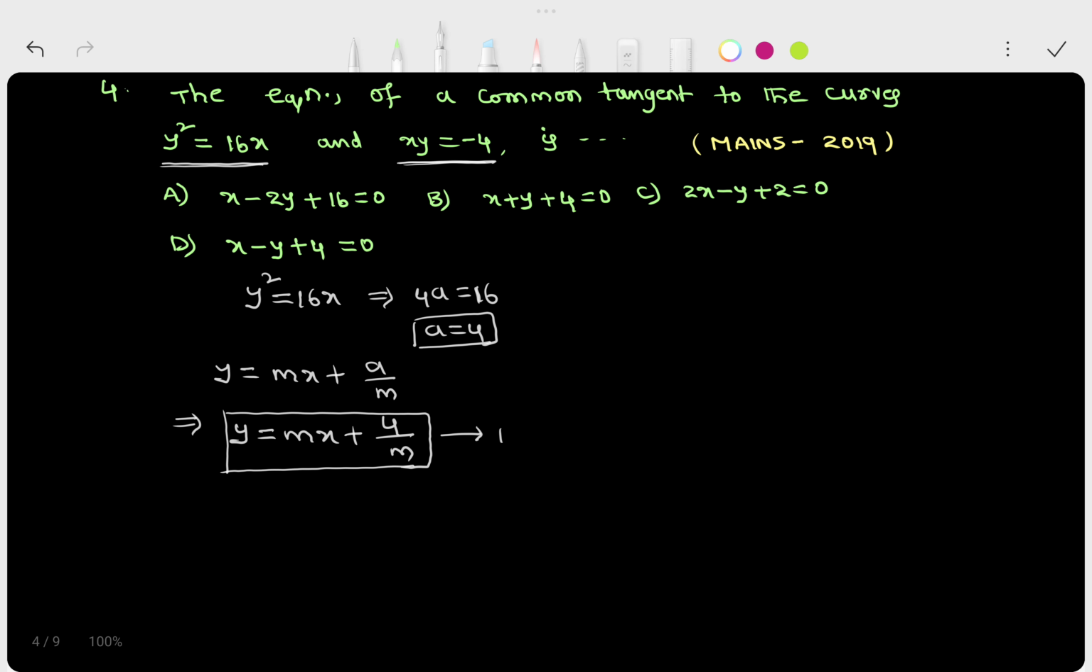So this is nothing but equation 1. And what is the second equation? x into y is equal to minus 4. Now the same equation y is equal to mx plus 4 by m is the tangent to that one. So solving both equations, equation 1 and x into y is equal to minus 4, from this one we can write that y is equal to minus 4 by x. Now substitute this one in equation 1.